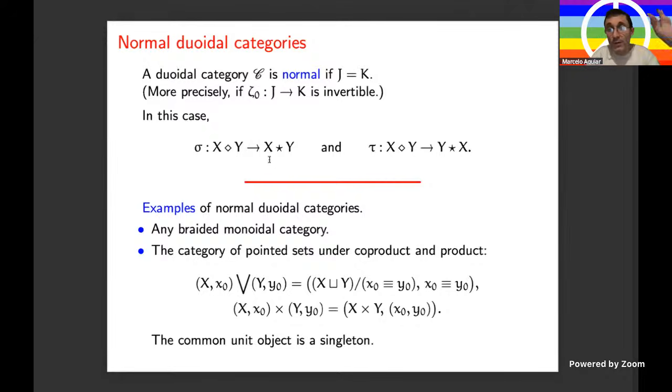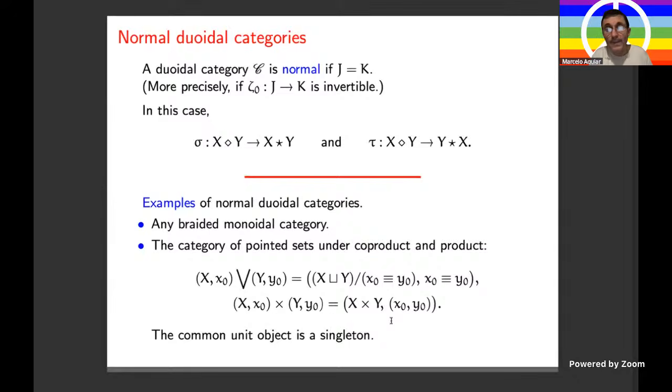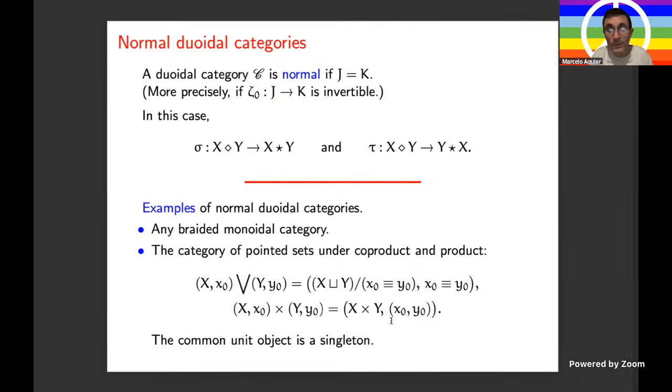All right, so are there examples of normal duoidal categories? Yes, any braided monoidal category. And here, quickly, just to give you one, similar to the category of topological spaces that I skipped over before, the category of pointed sets, with the product and coproduct. The coproduct is the wedge at the base, and the product is just the Cartesian product. And the common unit object is a singleton. That's an example of a normal duoidal category. Okay, but let's leave those examples aside.